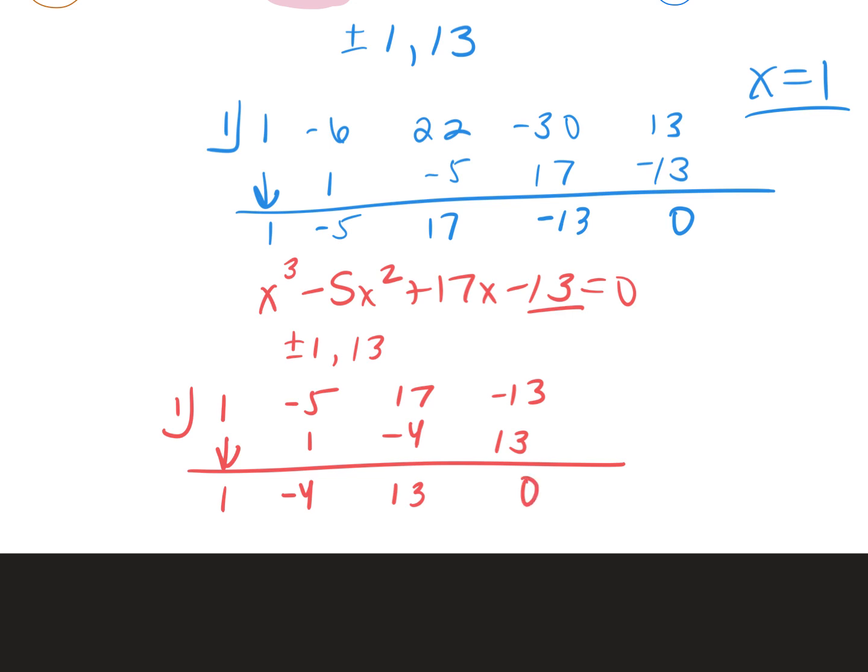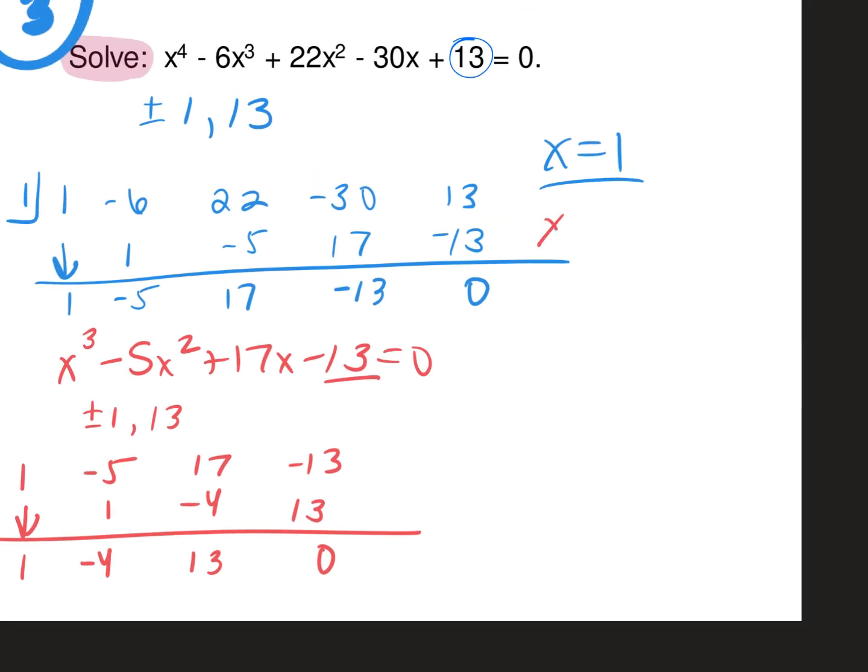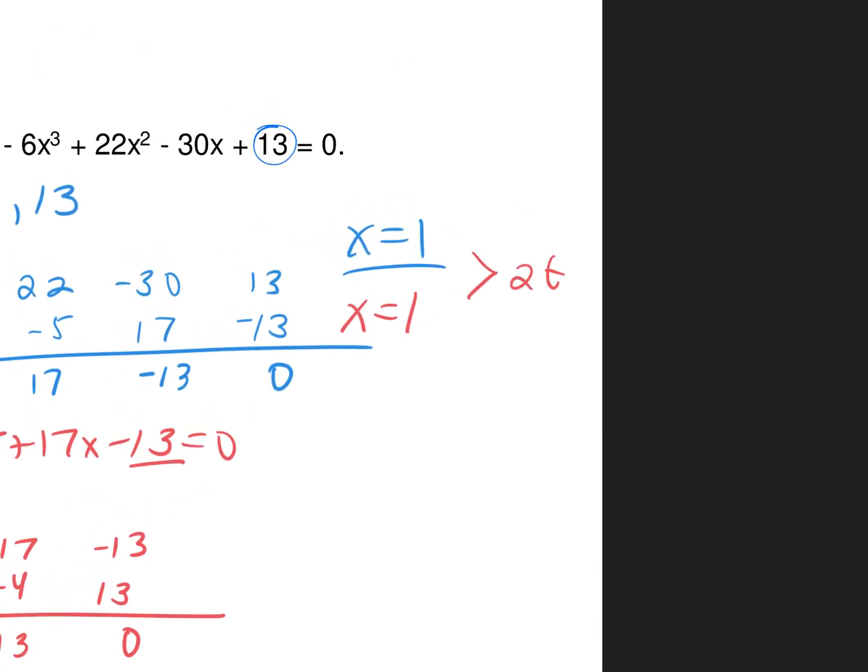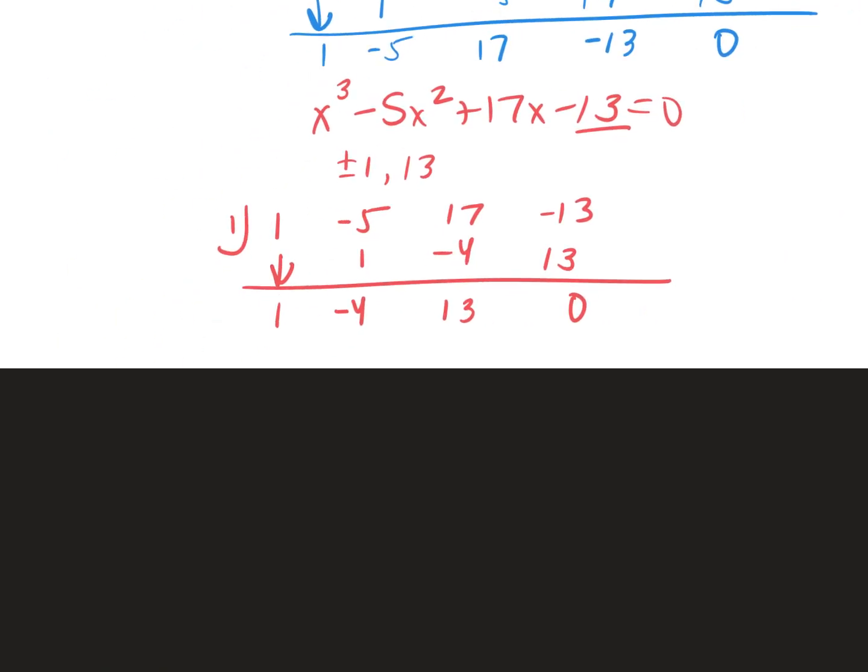What did you guys find here? X equals 1 again. Do you have multiplicity? Yes, 2 times, right? What does that mean it's going to do at the x-axis? It's going to bounce, touch and turn, however you want to say it. All right, now what we have left over is x squared minus 4x plus 13 equals 0. Factors of 13 that multiply to give you 13, but add to give you negative 4, yes or no? No. So what do we have to do here?